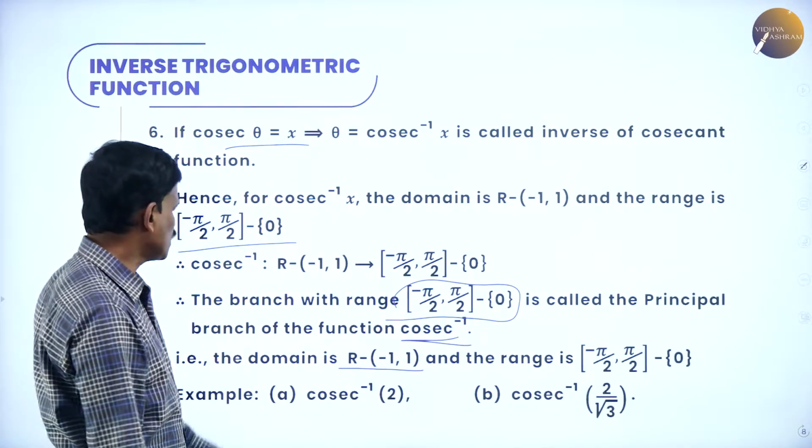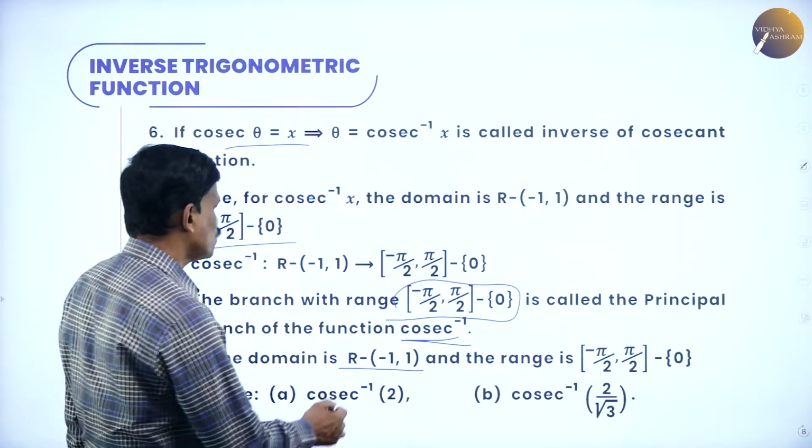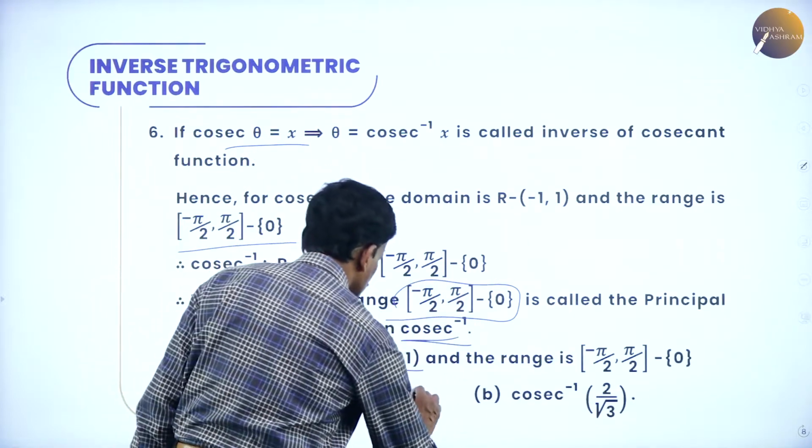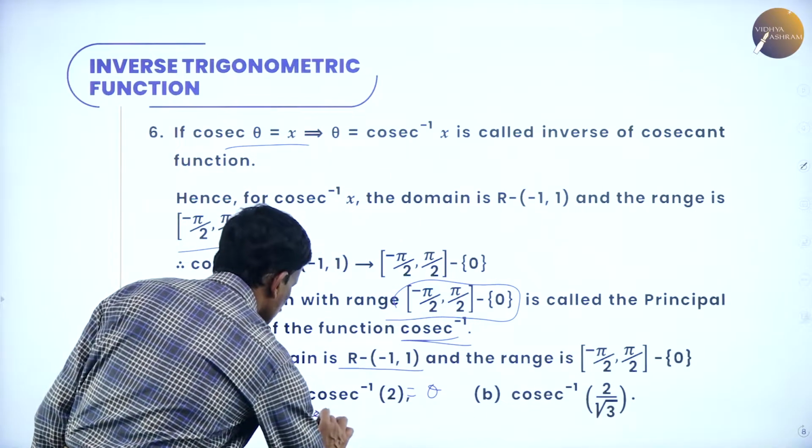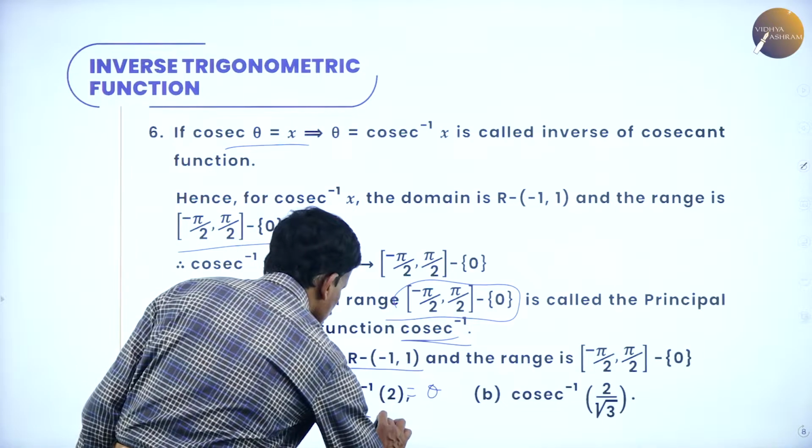Now let us consider, for example, cosecant inverse 2. Suppose cosecant inverse of 2 is equal to theta, then this can be written as cosecant theta is equal to 2.